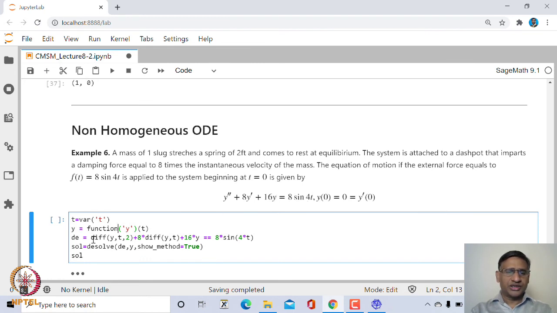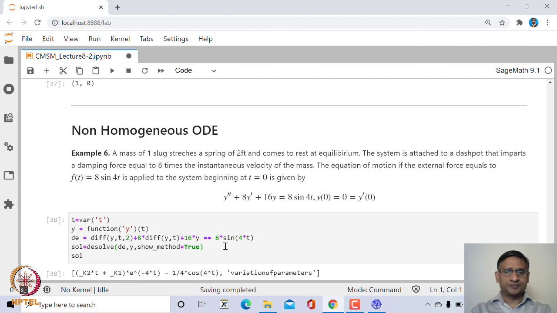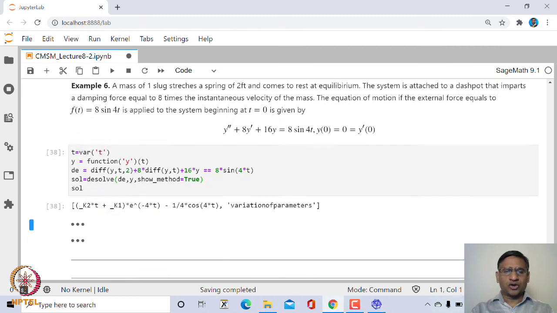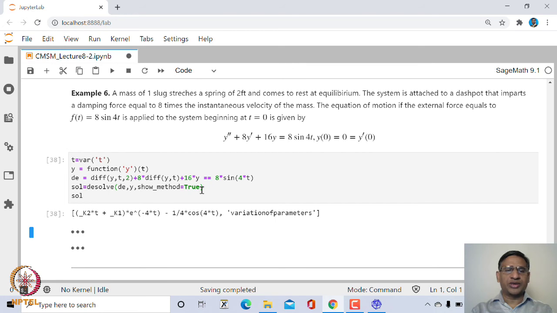You use desolve, but the right hand side here is given as 8 into sin 4t, and then you can also give the option solution_method equal to true. It says that it uses a method called variation of parameters, and you can look at the other inbuilt methods. Depending upon the nature of the differential equation, Sage will find an appropriate method and solve using that method.